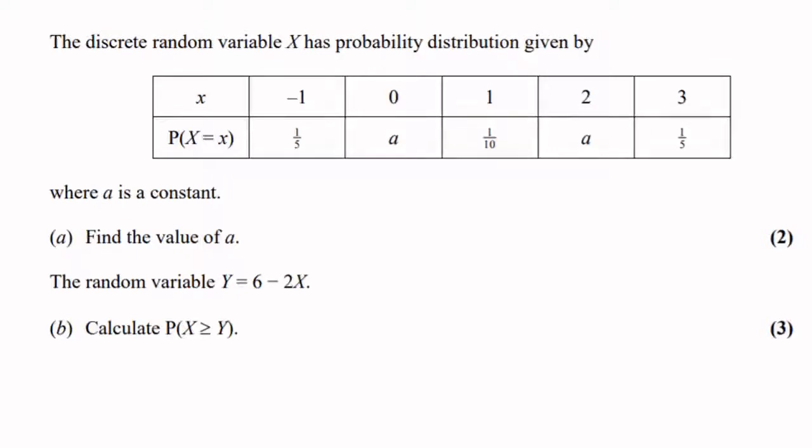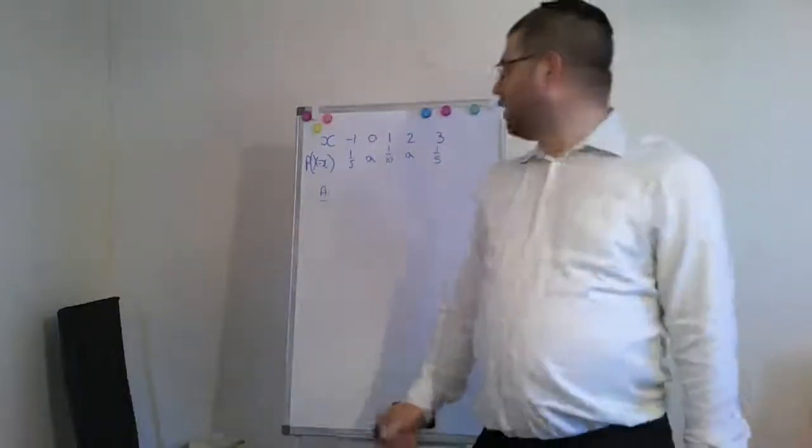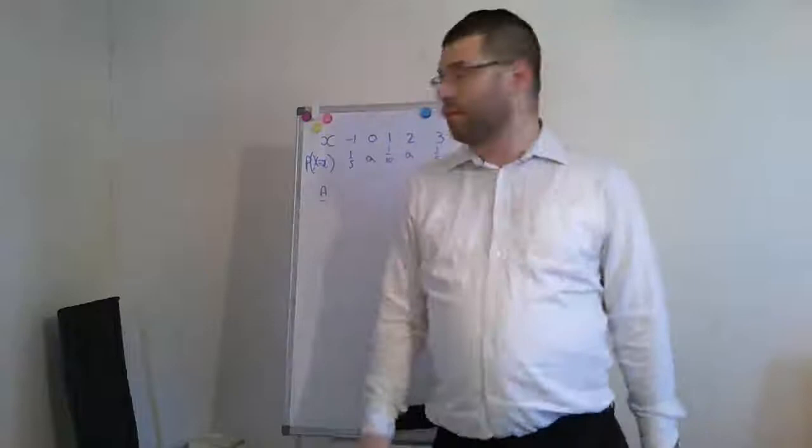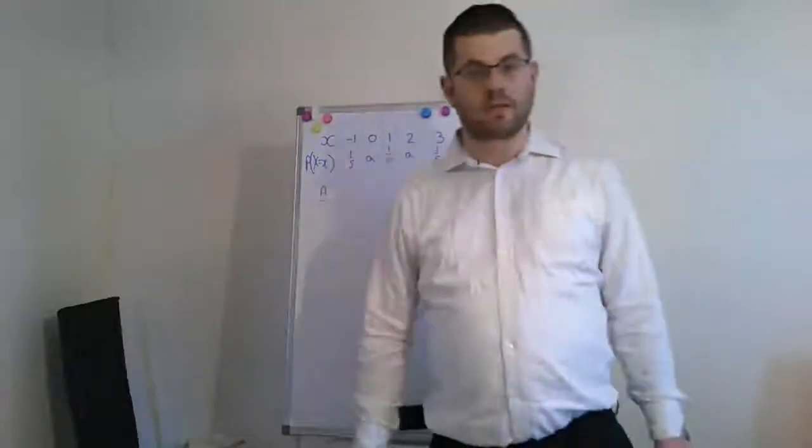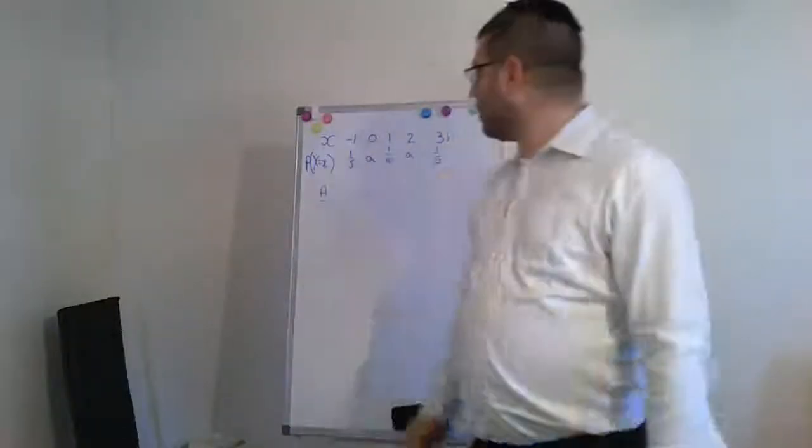This is question 8 of the same booklet. Part A is quite straightforward, but part B is quite tricky, and I thought it would be useful to go over this question for that reason. Question 8 asks us to find the value of A. We've been given the probability distribution, so we've got the outcomes and the probabilities. We have to work out the value of A.